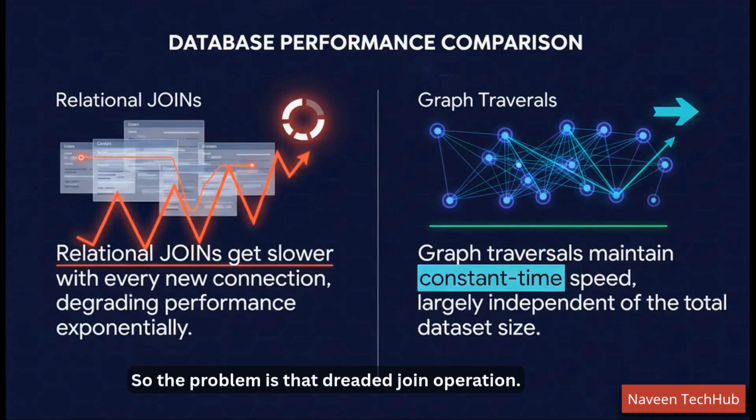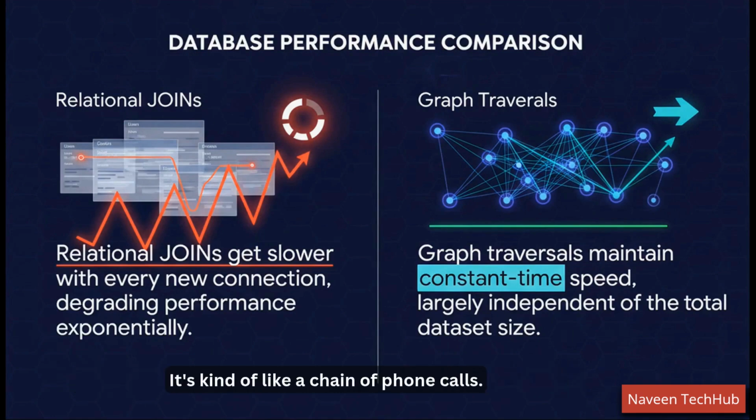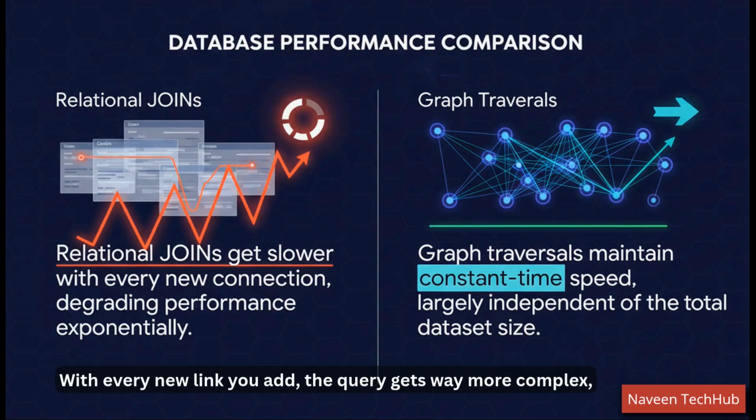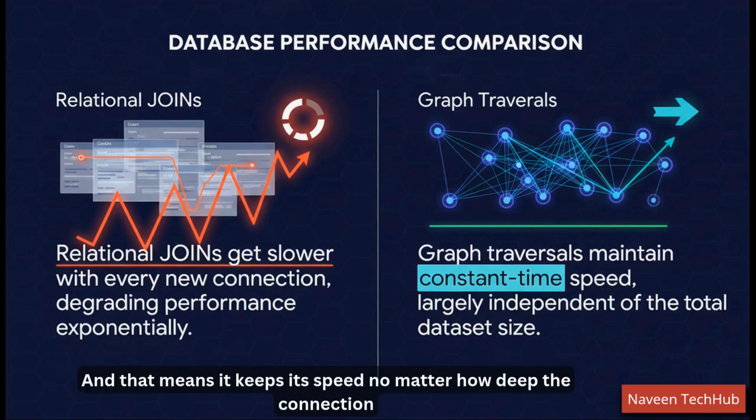So the problem is that dreaded join operation. In a relational database, finding connections means you have to link tables together. It's kind of like a chain of phone calls. With every new link you add, the query gets way more complex, and the time it takes just grows exponentially. Performance completely grinds to a halt. A graph database, though, approaches this in a totally different way. It does what's called a traversal, which is more like following a direct pre-existing path from one point to the next. And that means it keeps its speed no matter how deep the connection is.